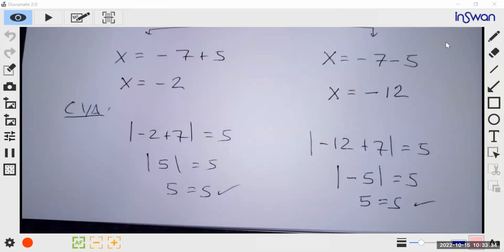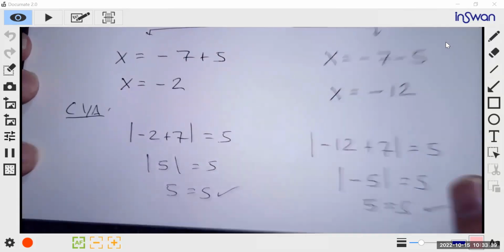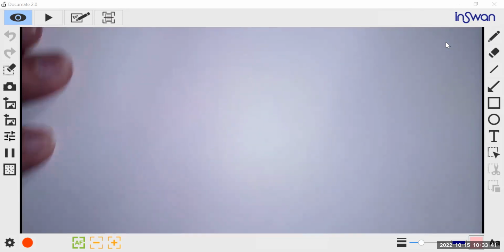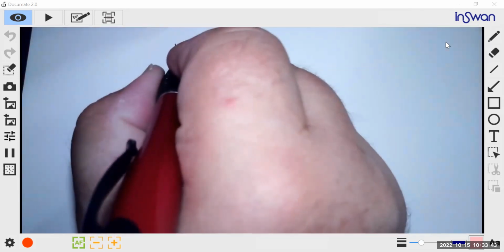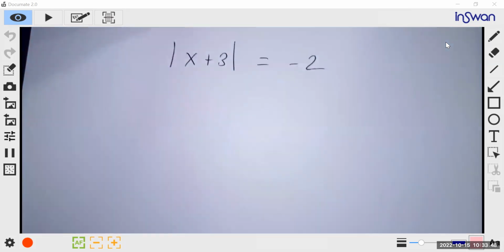That's all there is to it. Again, it's the same thing: you have to isolate the absolute value. How about that one?